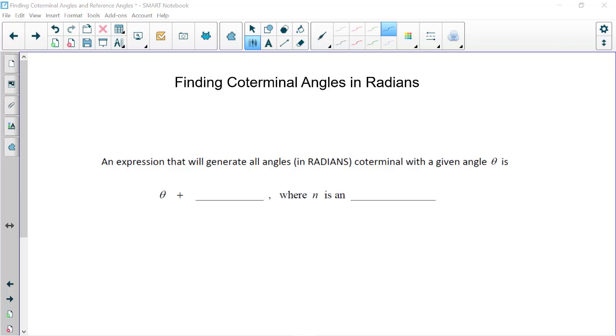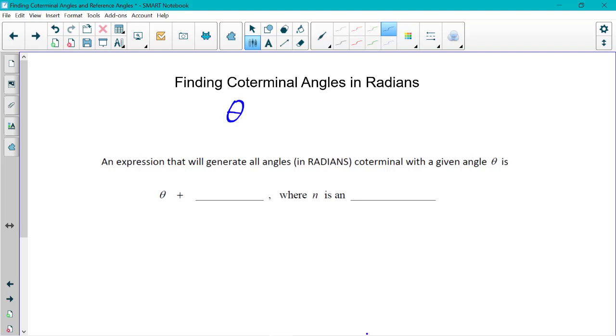Hello, it's radian time. We've talked about how to convert angles from degrees to radians, but we haven't spent much time finding coterminal angles or reference angles. So that's what we're going to focus on. Same idea as finding coterminal angles with degrees. You take your initial angle and you add one full rotation.